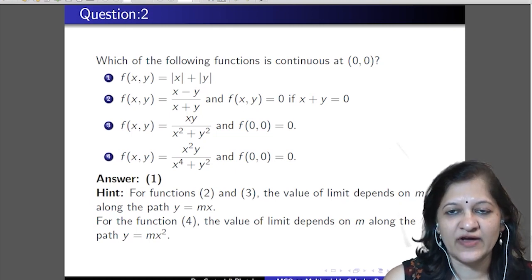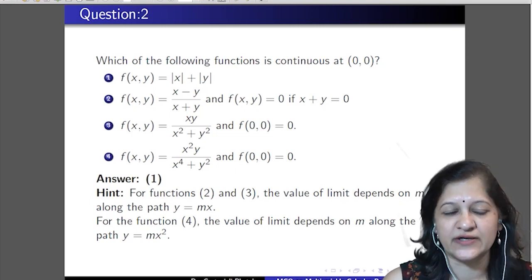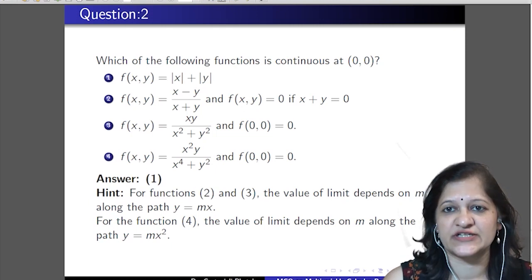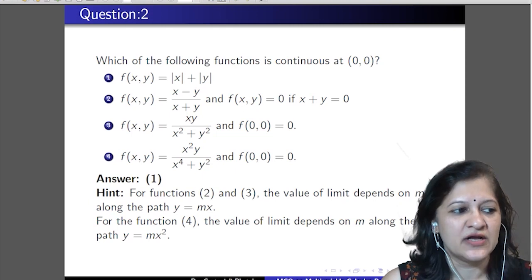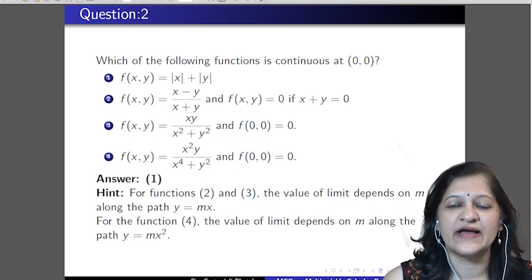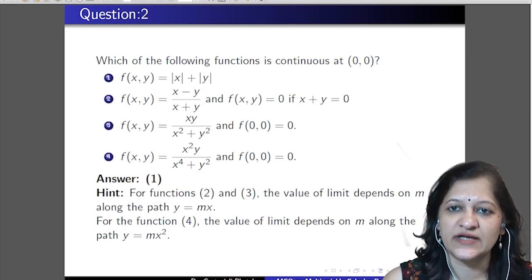And we know that when a limit exists it is unique. But for these three functions, along the different paths, the values of the limits are different. So the limit of f(x,y) as (x,y) tends to (0,0) does not exist.